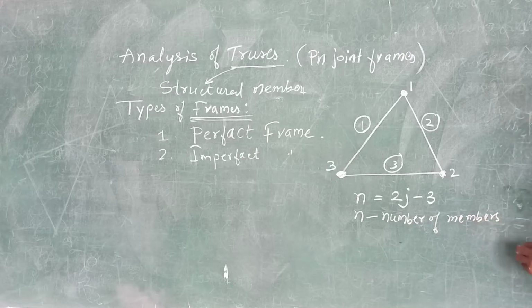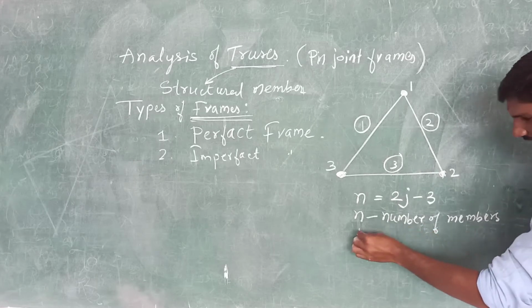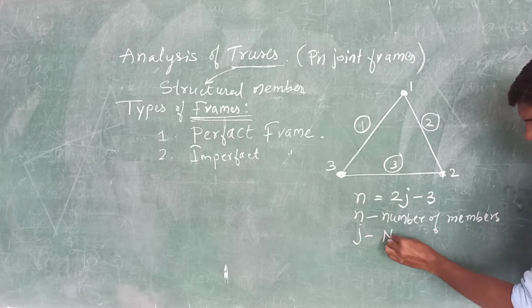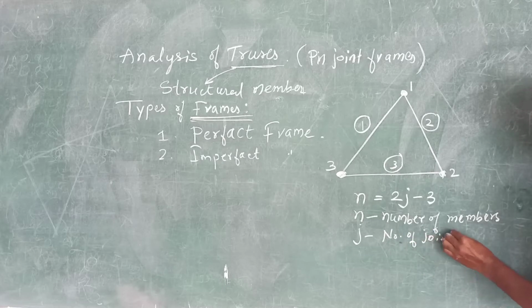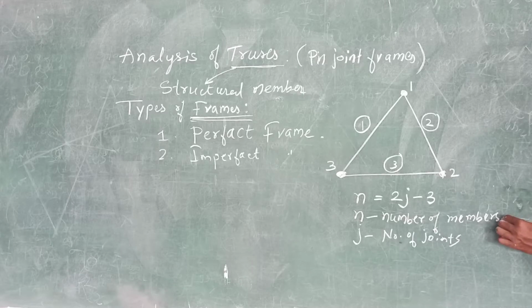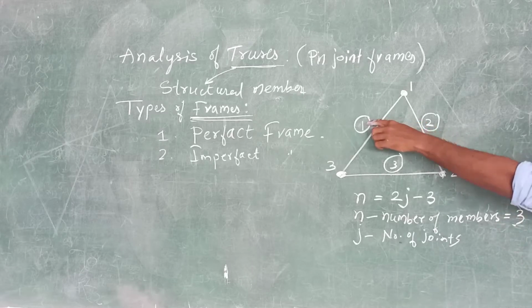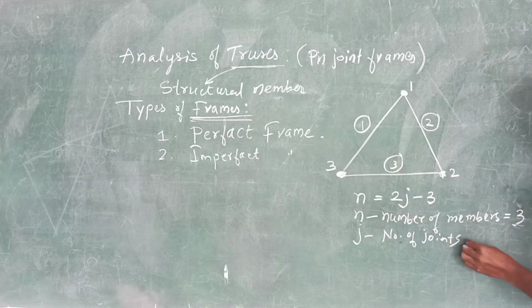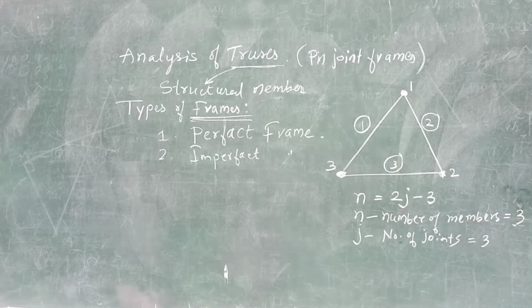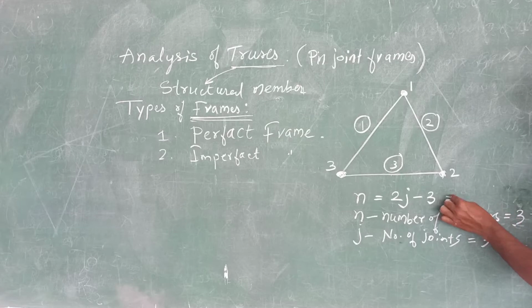Number of members, so members is nothing but 1, 2, 3 are the number of members, and j is nothing but the number of joints. So let us take the number of members, in this case, it is 3: 1, 2, 3. And the number of joints are 1, 2, 3. So both are 3, 3. Okay. Now substitute this n and j in this equation.